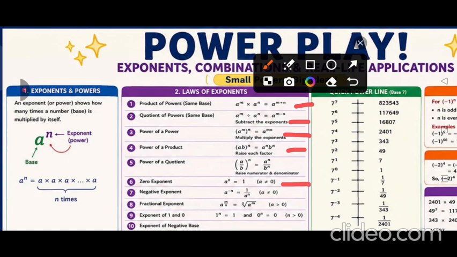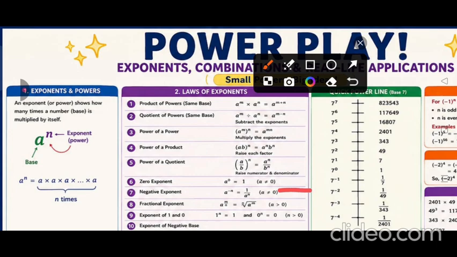Zero exponent: any number raised to the exponent 0, the value is always 1, except when a is equal to 0. Negative exponent: a raised to the power minus n is written as 1 upon a raised to the power n. So a negative exponent is always written as 1 upon a raised to the power n.